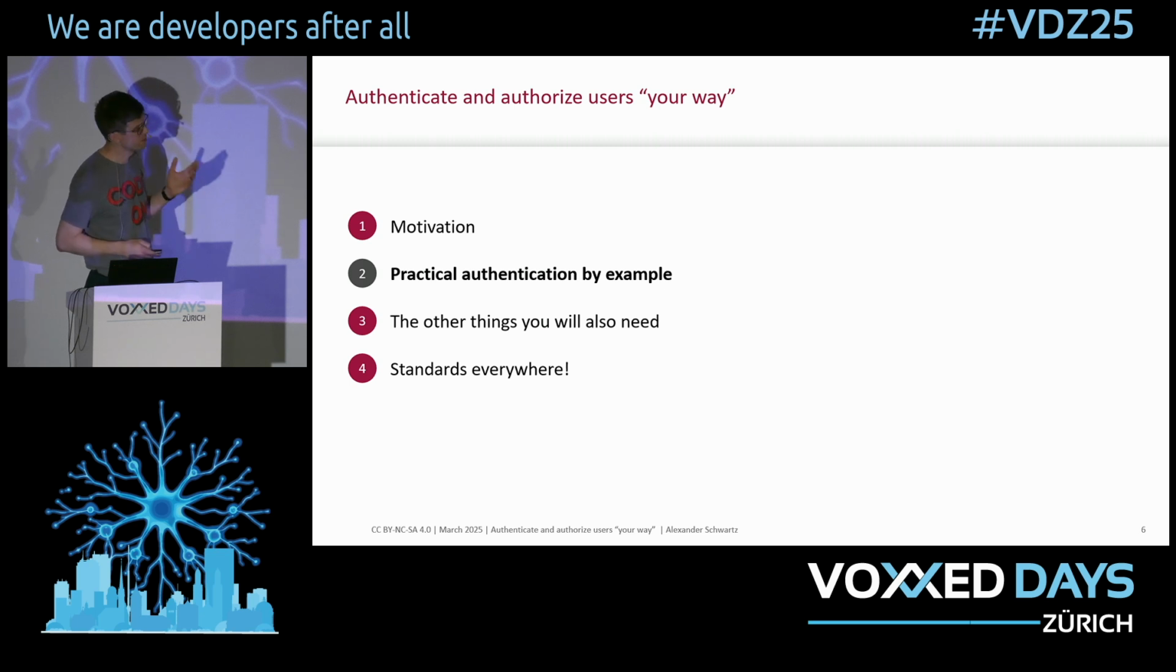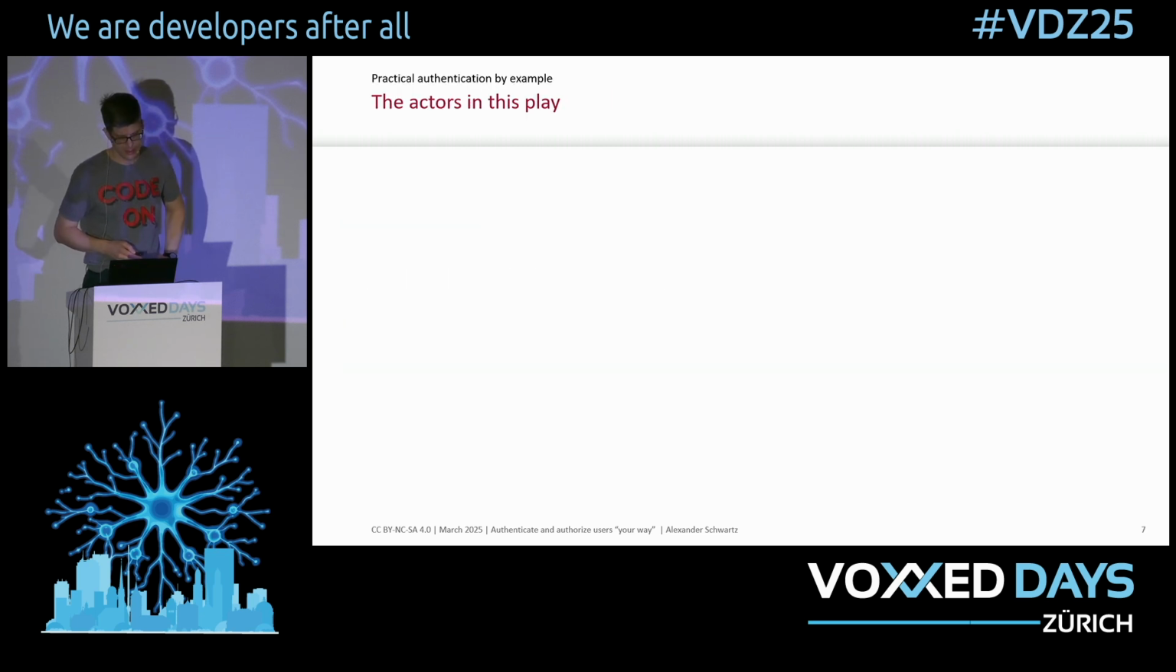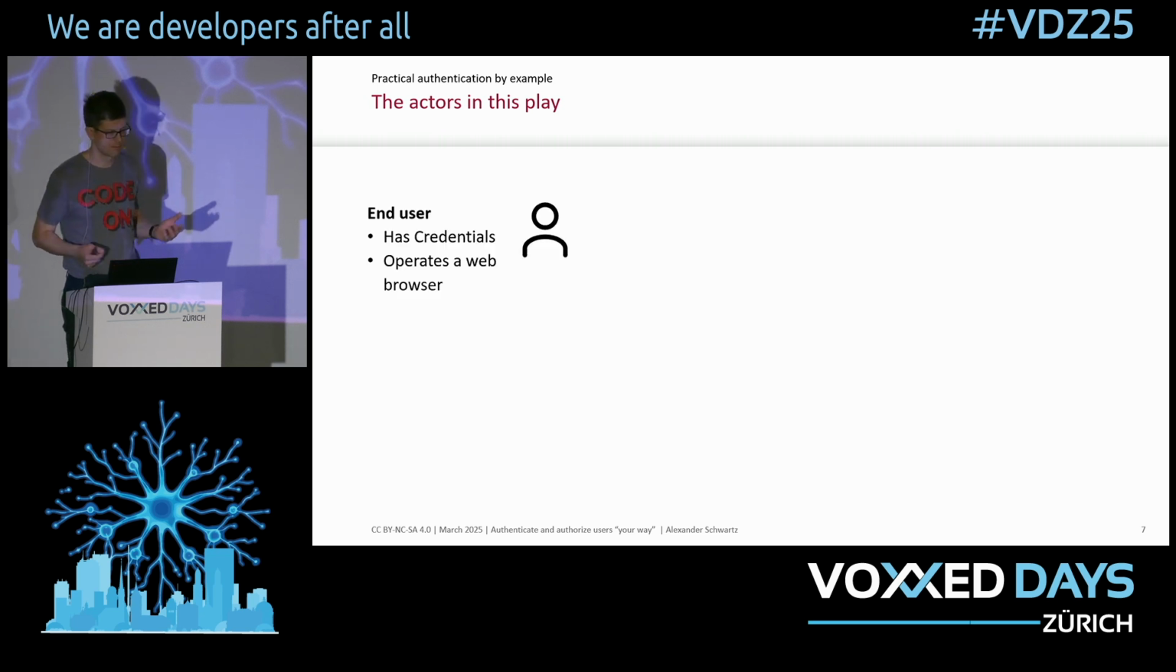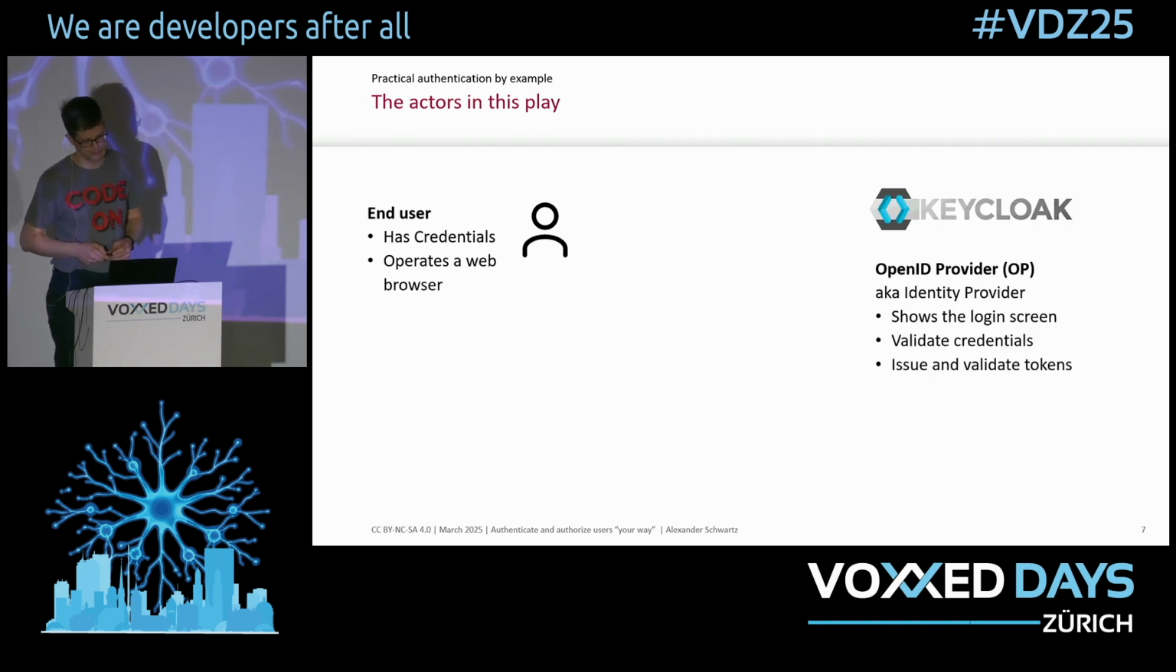So let's dive into details of how to achieve that. We are doing a demo, so we have some actors in here. We have an end user. The end user hopefully has some credentials or sets them up in the process. And what they usually do is operate a web browser. Even if they have a native app and you want to use OpenID Connect, at some point you will usually start a web browser, at least for a short period of time, to authenticate the user.